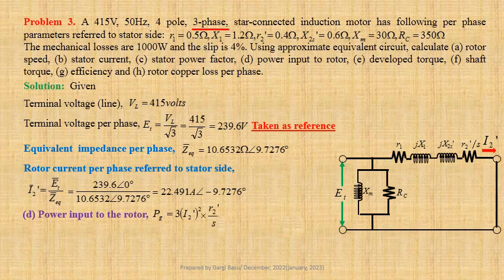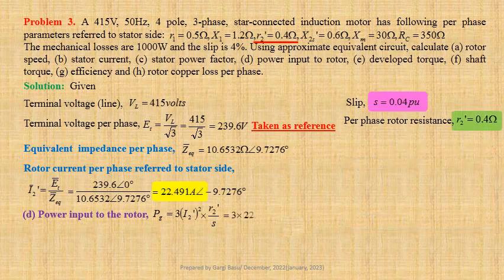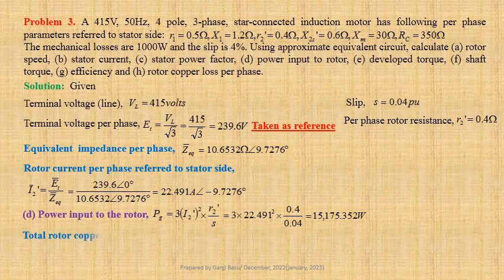R2'/S. Given per phase rotor resistance referred to the stator R2' equals 0.4 ohm and slip S equals 0.04 per unit. Therefore, Pg equals 3 into 22.491 square into 0.4/0.04, that is equal to 15,175.352 watt. Now we shall calculate total rotor copper loss.